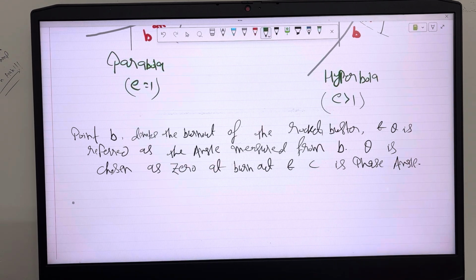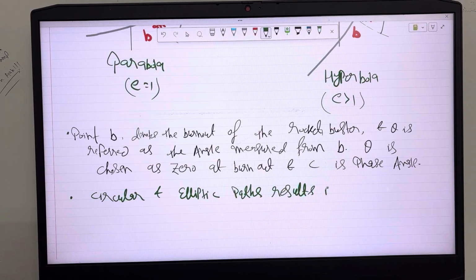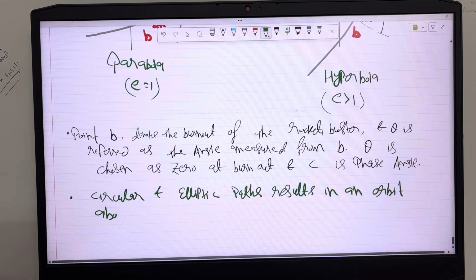Now write one more point, that is a very beautiful point: circular and elliptic paths result in an orbit about the mass m.